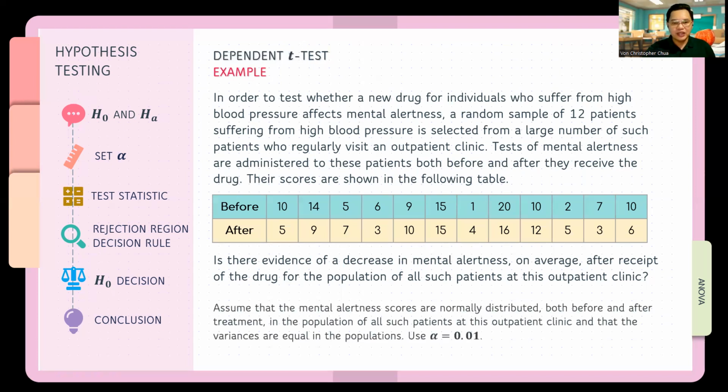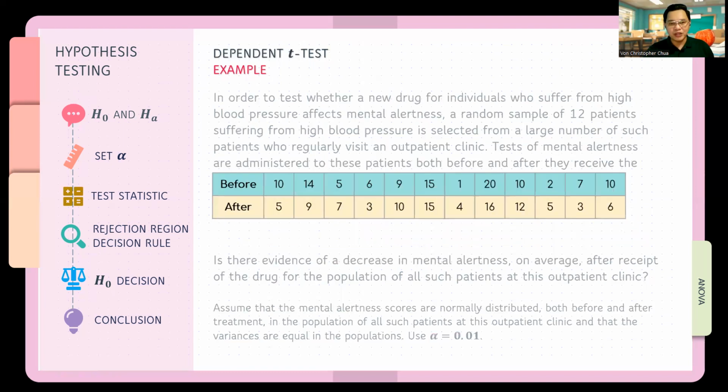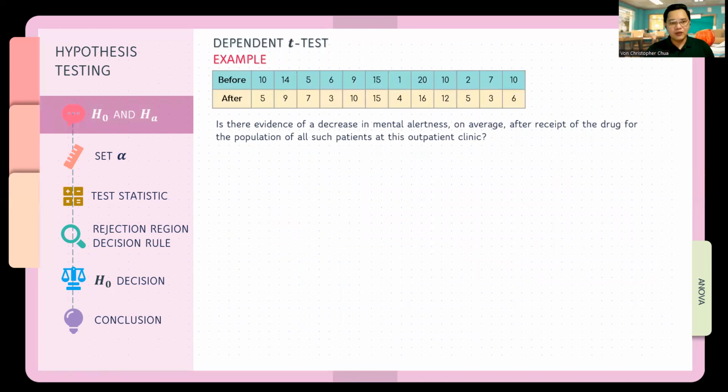So we will assume that the mental alertness scores are normally distributed both before and after the treatment and in the population of all such patients at this outpatient clinic. We will also assume that the variances are equal in the populations, and we will apply an alpha value of 0.01. As we go through each of the steps in the process, we will consider the context of the problem. Let us begin with step number one.